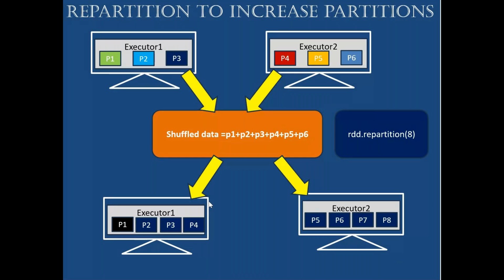Are you getting it? So P1, P2, P3, P4, P5, P6. When you combine all these, what is going to happen? After combining, it is going to divide the data. From 6 partitions, 4 here and 4 here, a total of 8 partitions are created. Understood? This is how repartition is going to increase the partitions. It brings all the data from all partitions, and then again it divides. So that's why there is data shuffling.